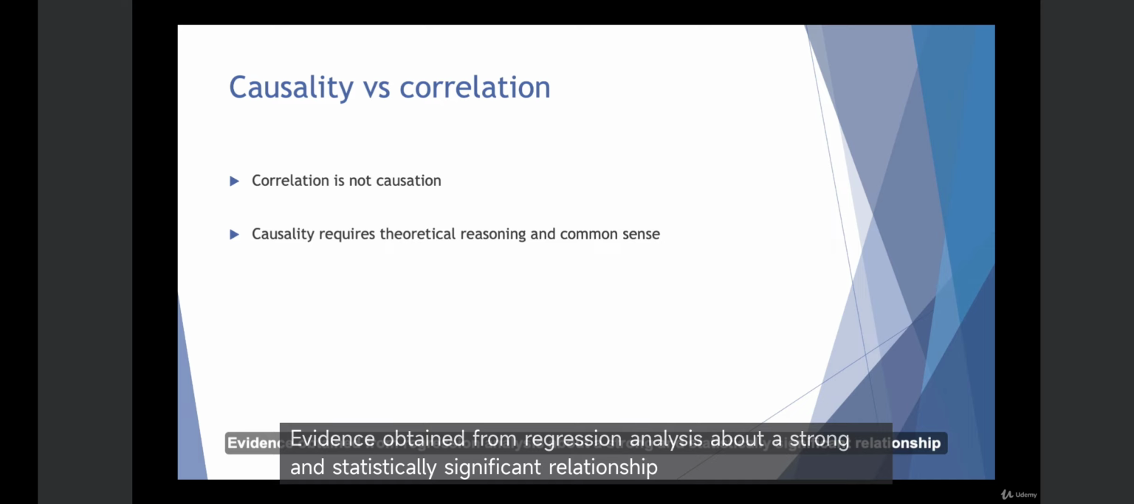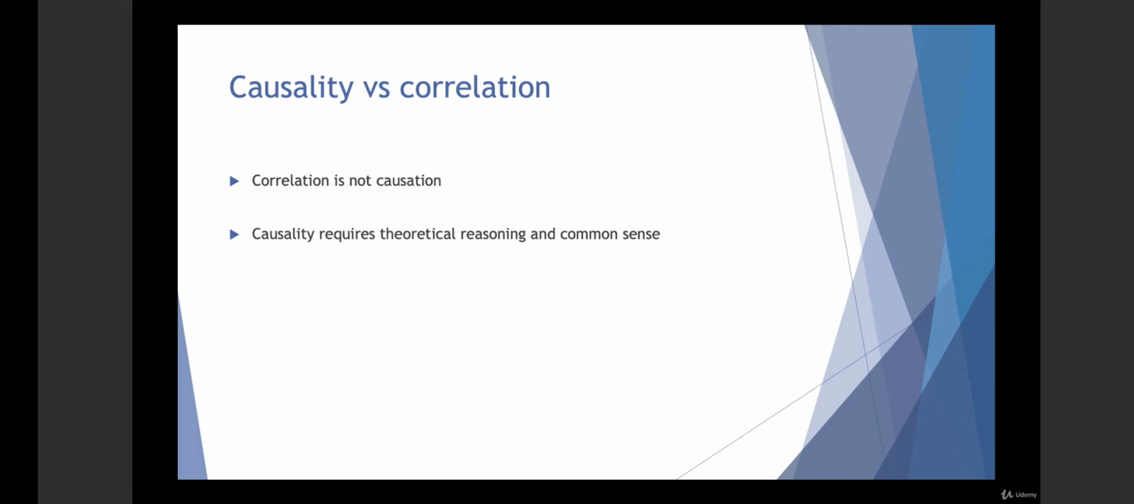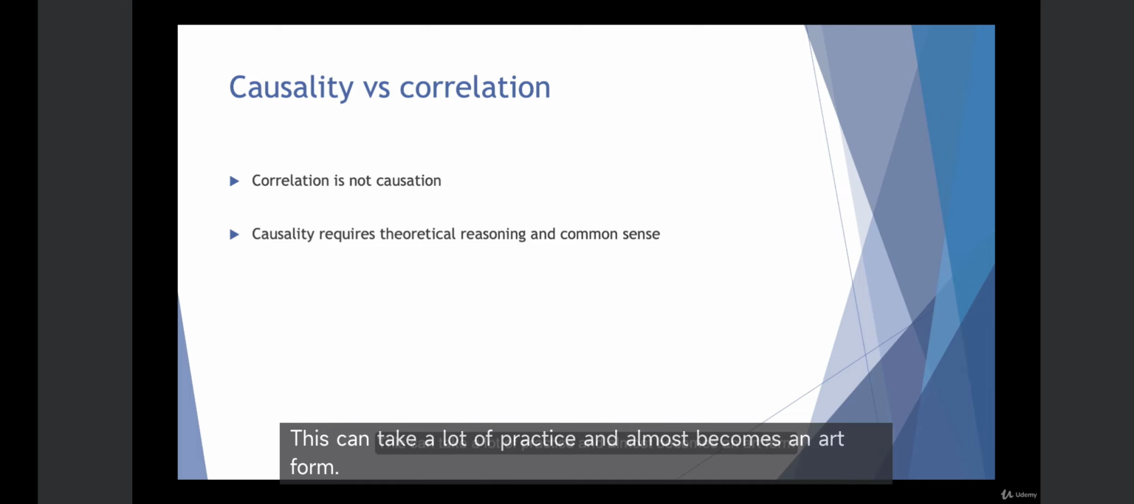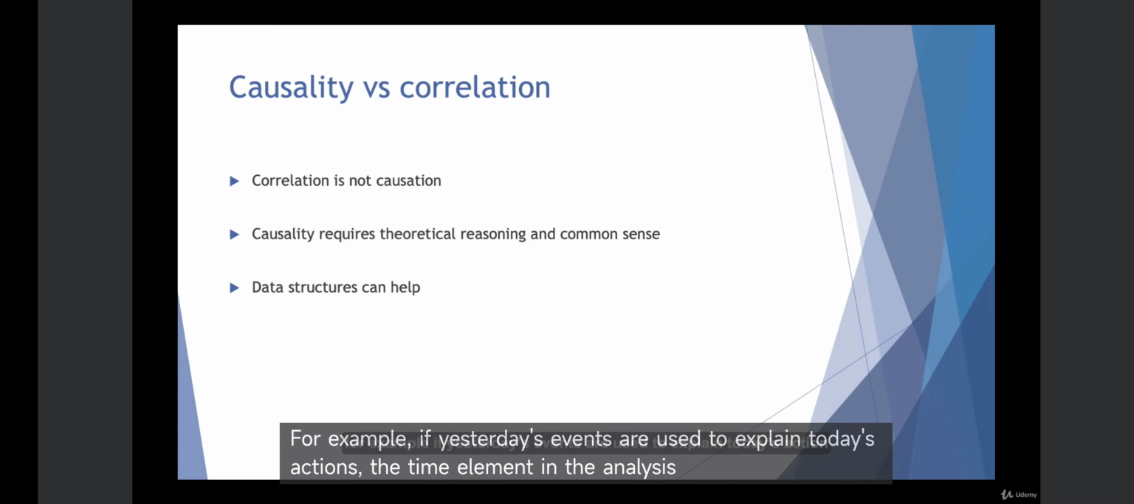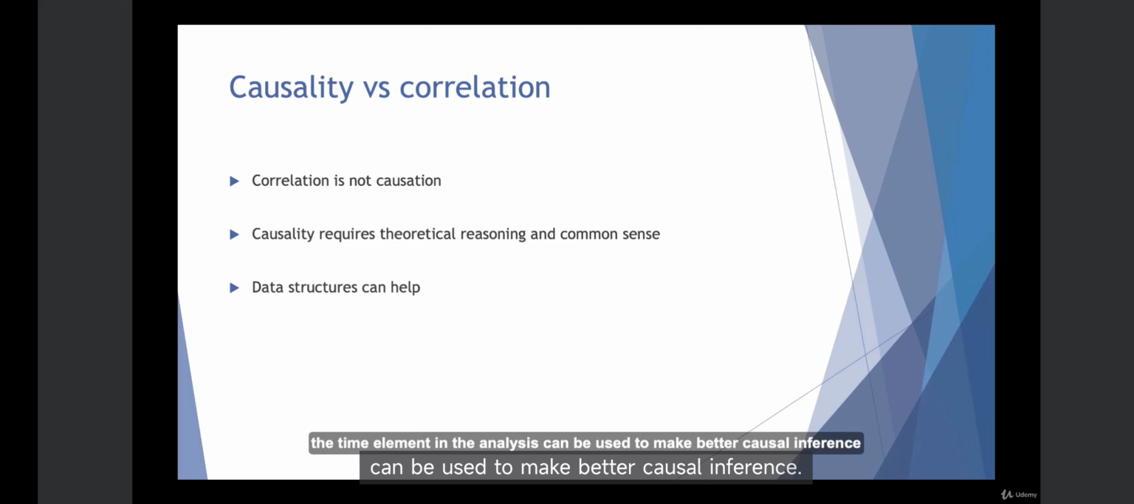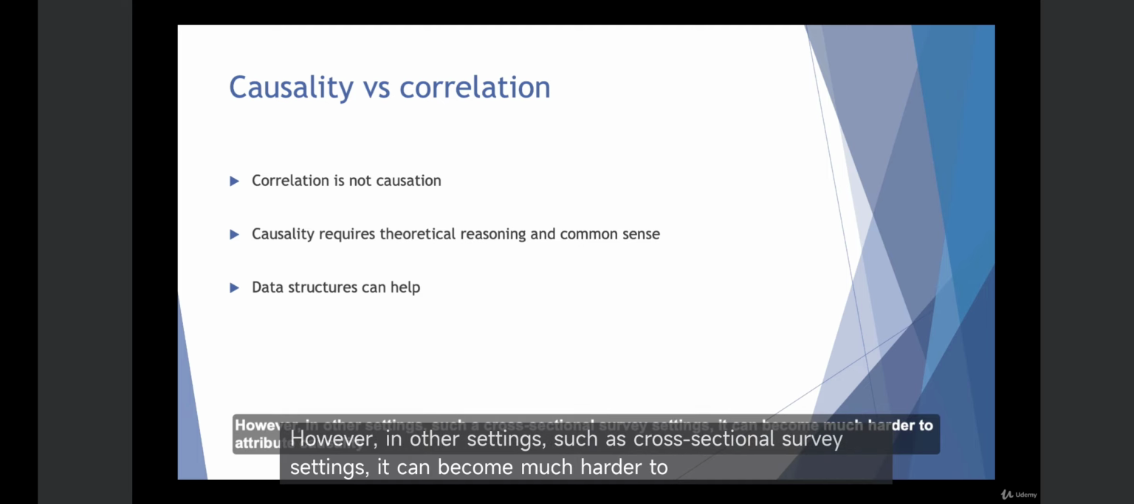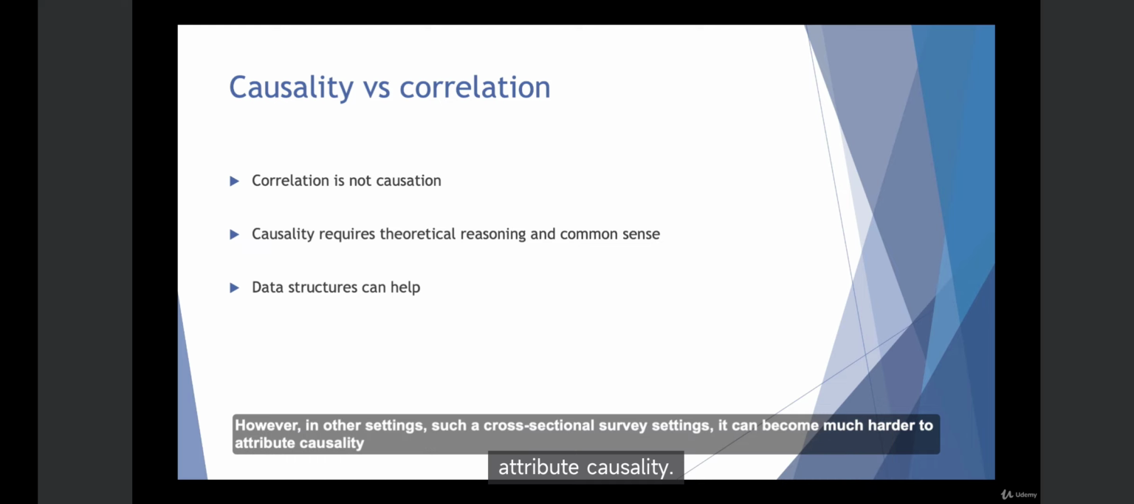Evidence obtained from regression analysis about a strong and statistically significant relationship between two variables may be attributed to causality through a compelling theoretical framework and common sense. This can take a lot of practice and almost becomes an art form. Sometimes the data helps. For example, if yesterday's events are used to explain today's actions, the time element in the analysis can be used to make better causal inference. However, in other settings, such as cross-sectional survey settings, it can become much harder to attribute causality.